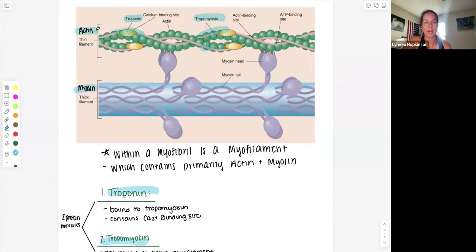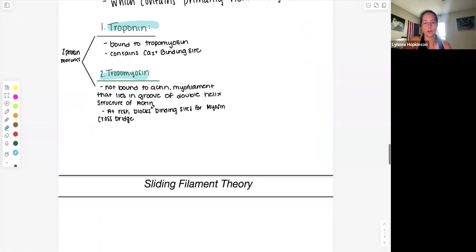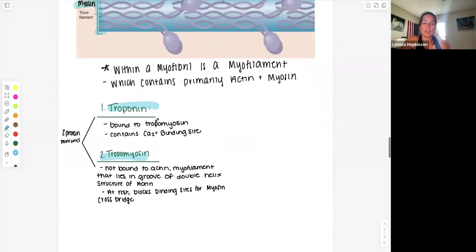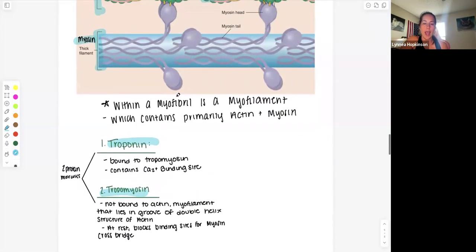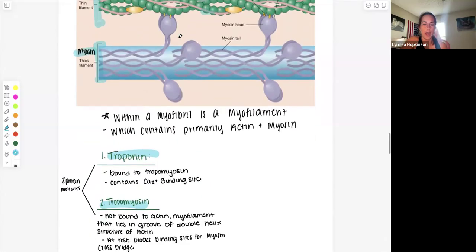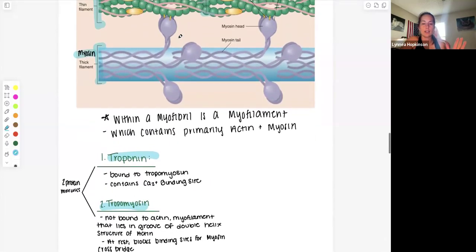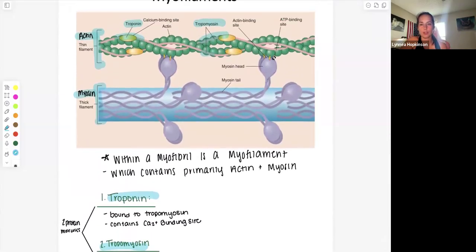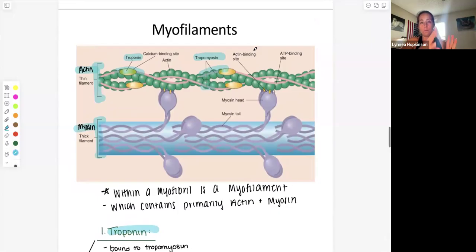Again, this is an actin myofilament, and this would be a myosin myofilament. It's a myofilament that lies in the groove of a double helix structure of actin. And as you can see, this actin kind of looks like a double helix, so it's just lying within the structure of the actin. At rest, it's going to block binding sites for the myosin cross bridge to occur. We'll go over that more in depth in the next video.